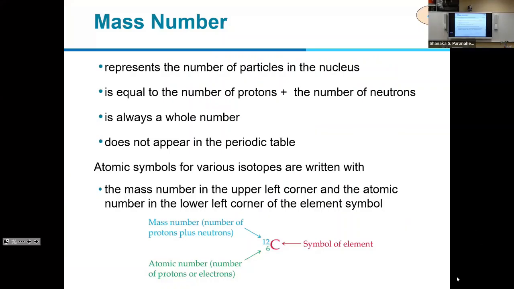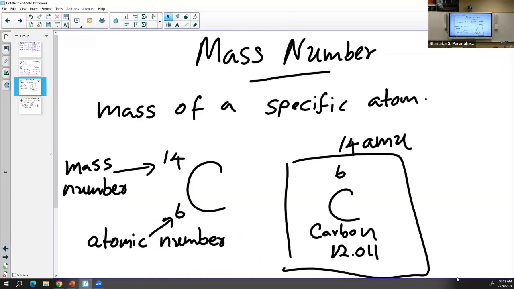So mass number represents the number of particles. I will explain that later, but I want to highlight this first. So mass number is protons plus neutrons. So this is the location of mass number in the standard symbol. So without mass number, we can't determine the number of neutrons. The reason is total mass of an atom comes from the number of protons and number of neutrons.